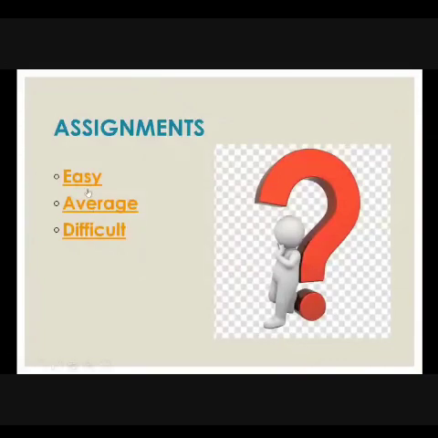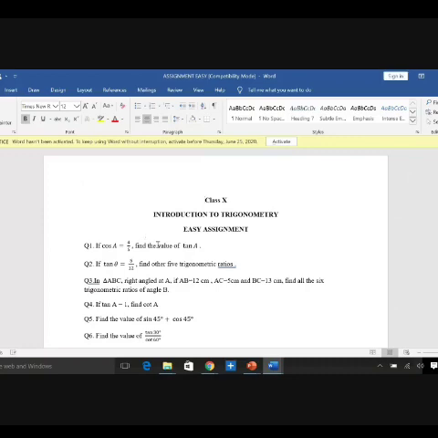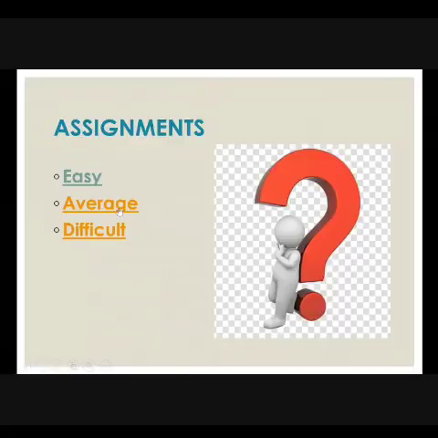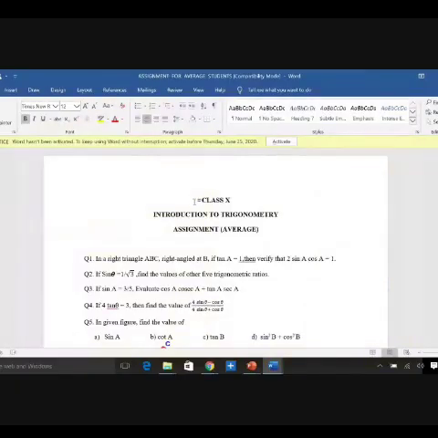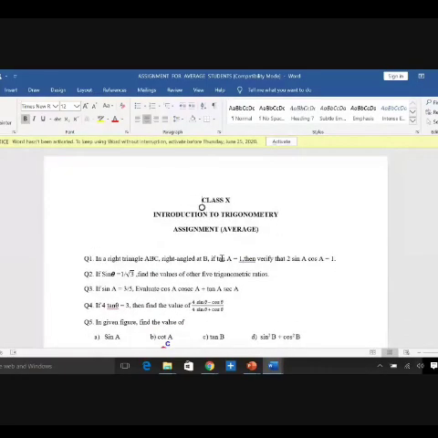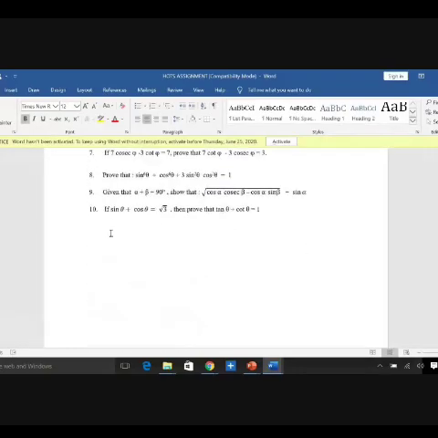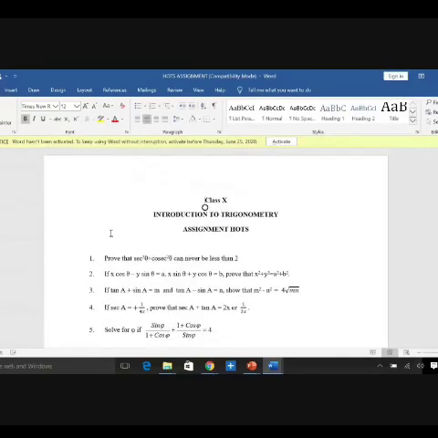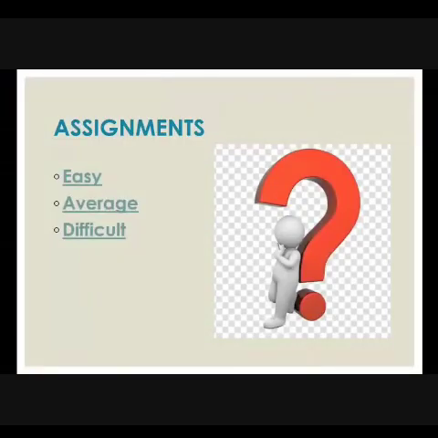We have 3 assignments. The easy one, and the next one, the average one. See, this is the assignment for the average students. Then we have the difficult one, the hot assignment. Difficult questions are also there. So I have tried to put in everything.